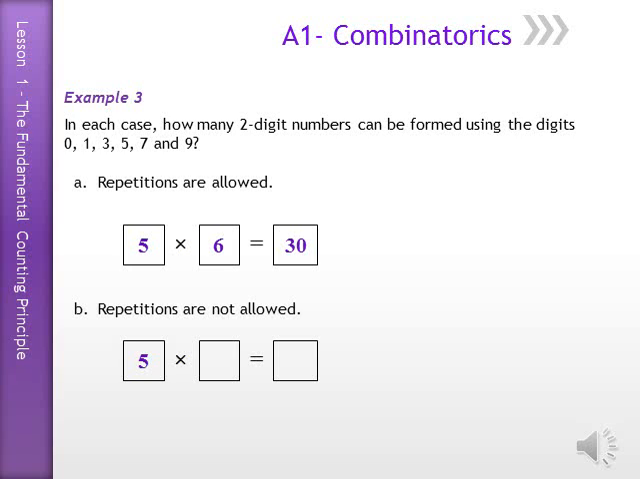So we can only choose from 0 and the 4 numbers that were not used. So now we have a possibility of 5 numbers in that second spot. We multiply 5 times 5 to get 25 possible numbers where the digits don't repeat.